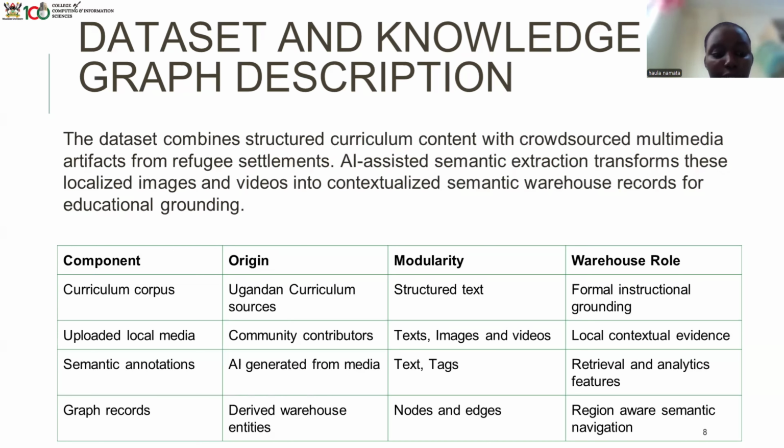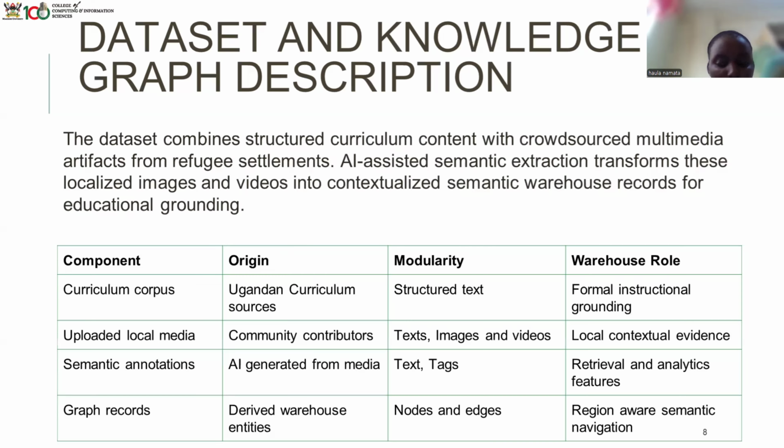Here we have videos, images, text, localized text, and curriculum documents, media artifacts that are uploaded through the decentralized edge devices before synchronization with our warehouse. Then semantic preprocessing is performed to convert noisy, unstructured inputs into machine-readable metadata.